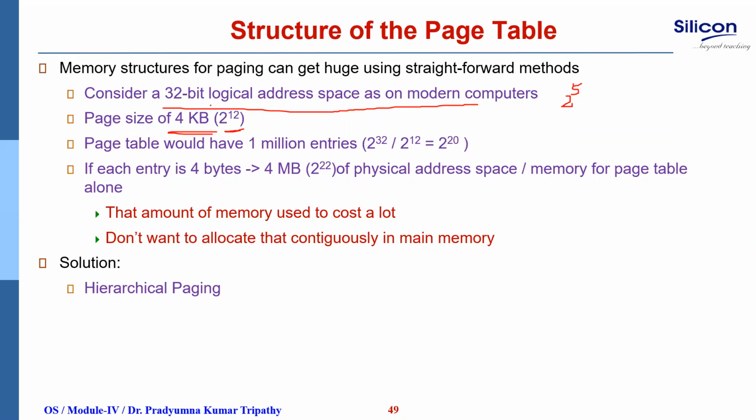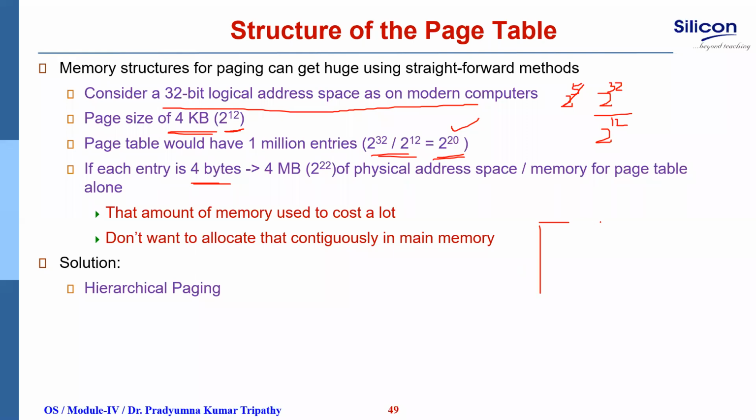For a modern operating system, the 32-bit address means 2 to the power 32, and each page is of 2 to the power 12. Therefore, how many pages are there? 2 to the power 20 pages. So there are 2 to the power 20 entries in the PMT. Correct? Suppose each entry takes 4 bytes.